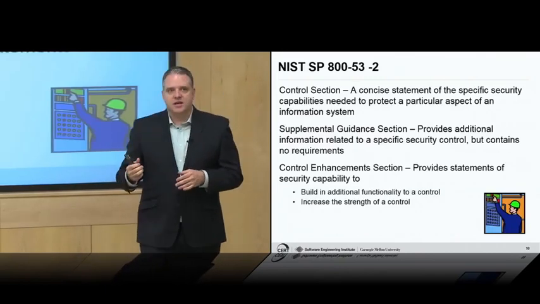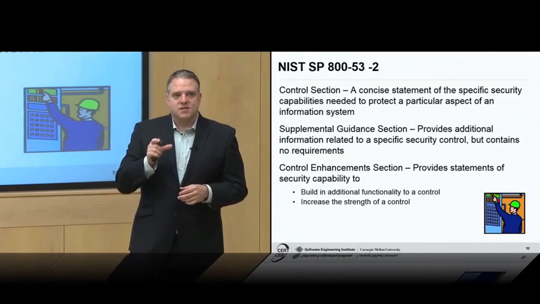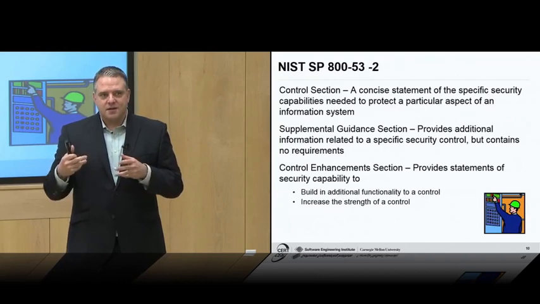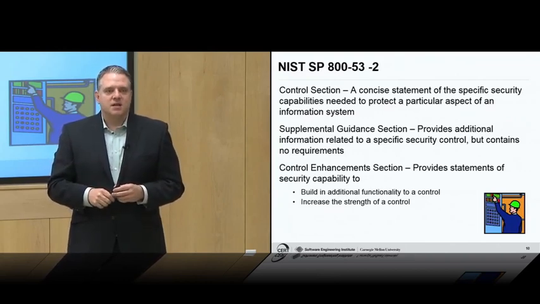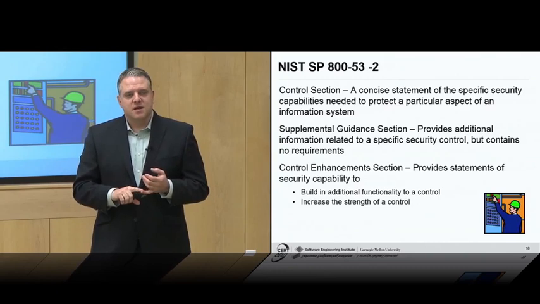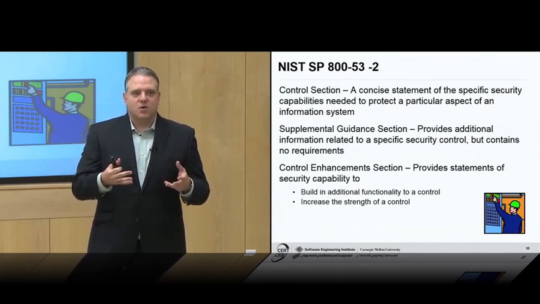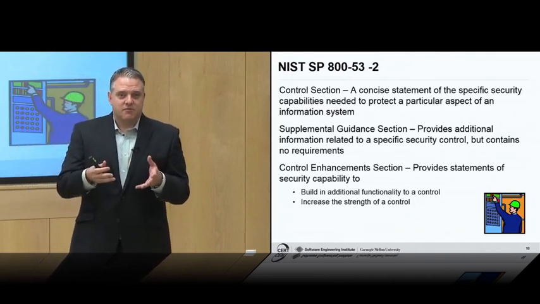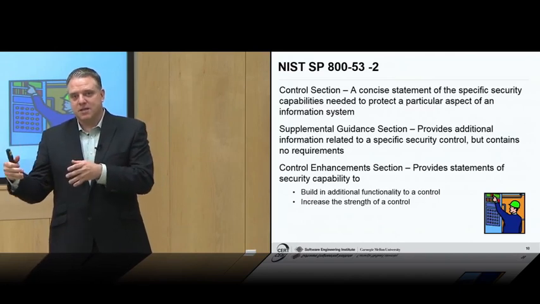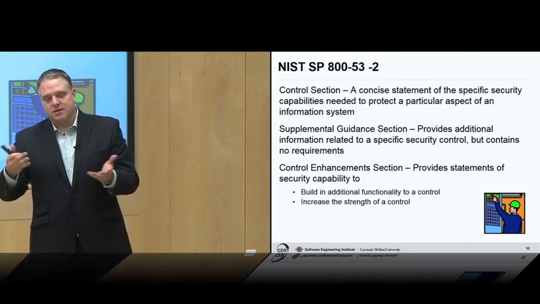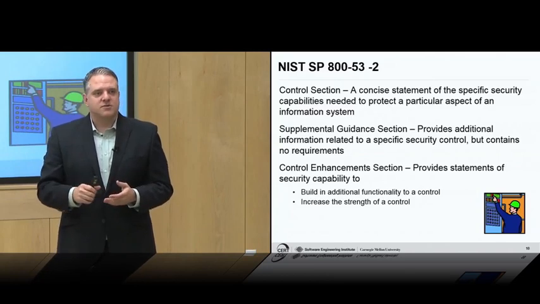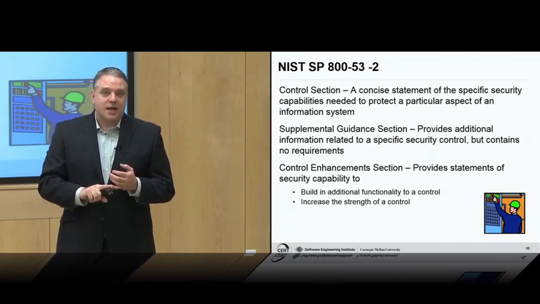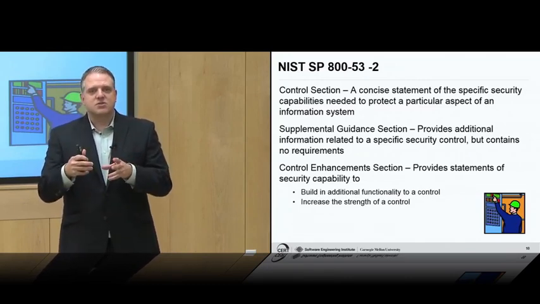The control section is a statement of the control itself and what capabilities are needed to protect that information system. The supplemental guidance provides information related to the security control, but not necessarily any requirements. So this might just be extra information. You don't have to consider it when you implement the control because it's not required, but it's there for your reference only.